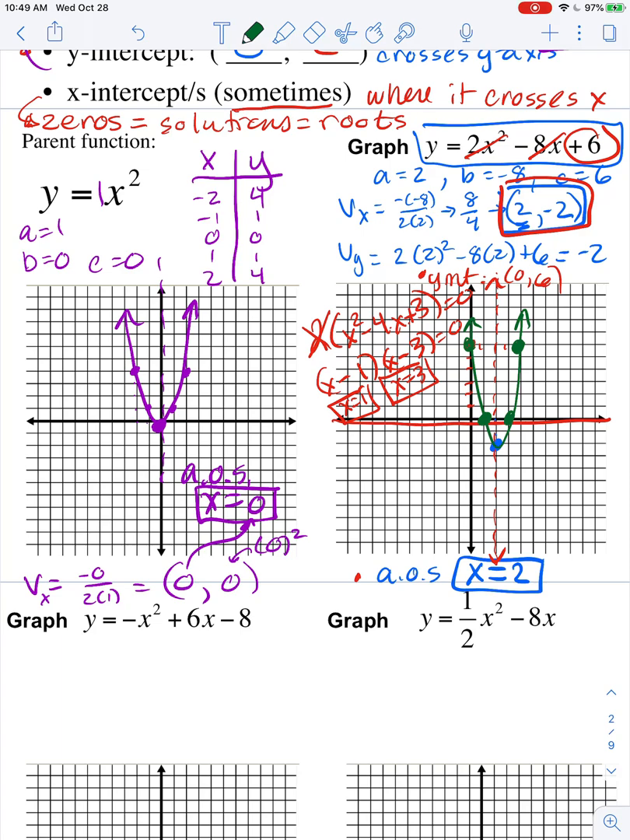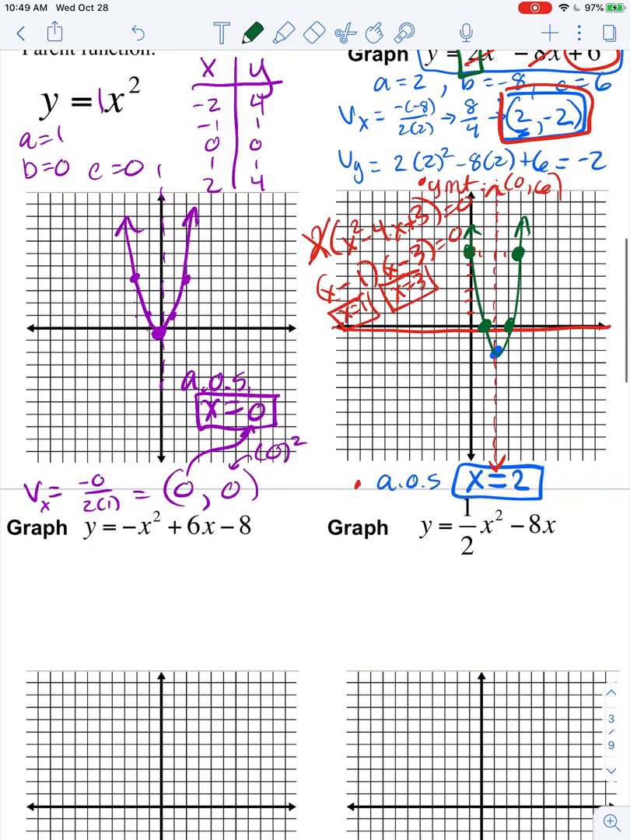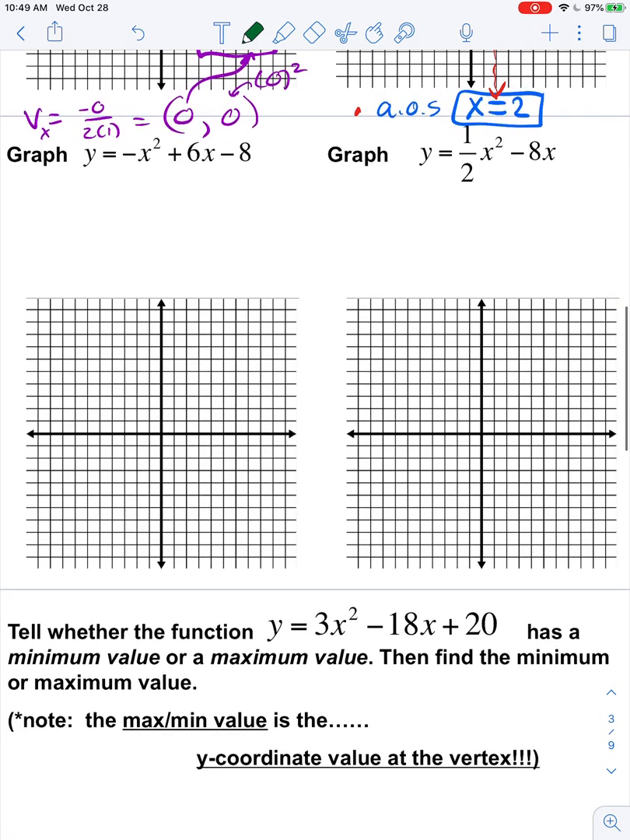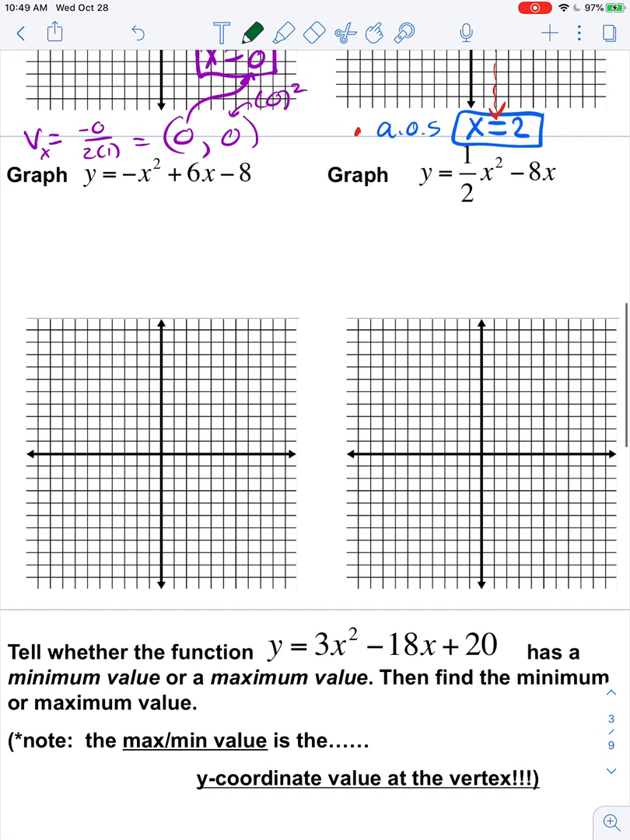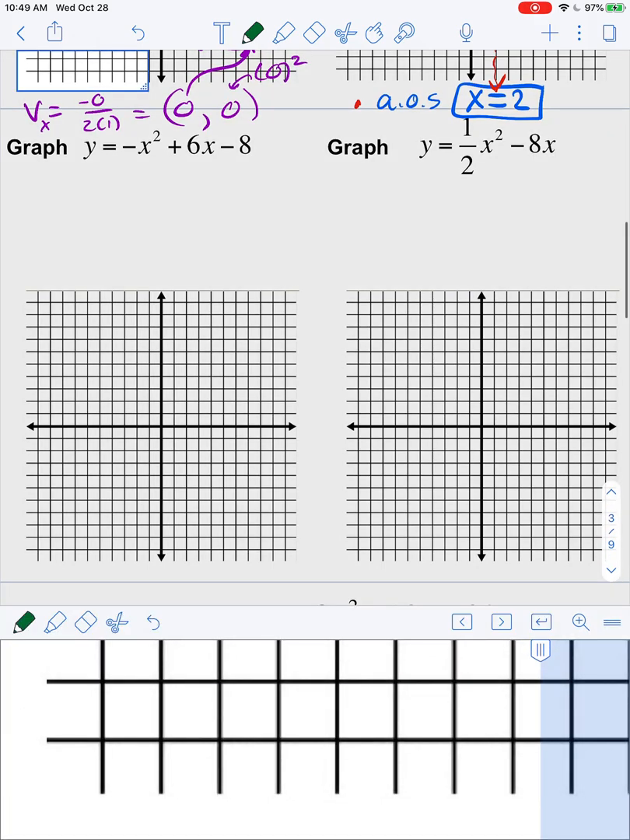And I can see this one's a little skinnier than my parent graph. That's because my number 2 in the front is a bigger number. As that number gets bigger, my graph gets skinnier. So that's how you kind of walk through to find those. So if you feel like you can do this from here on out, you can go ahead and try the worksheet and the homework. But otherwise, if you want to watch through a couple more examples, I will show you how to do that.